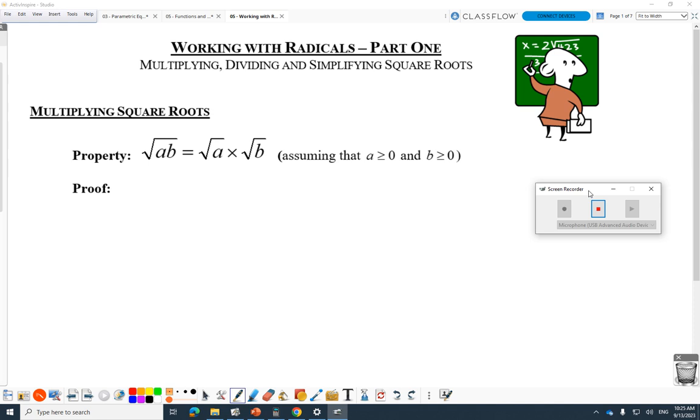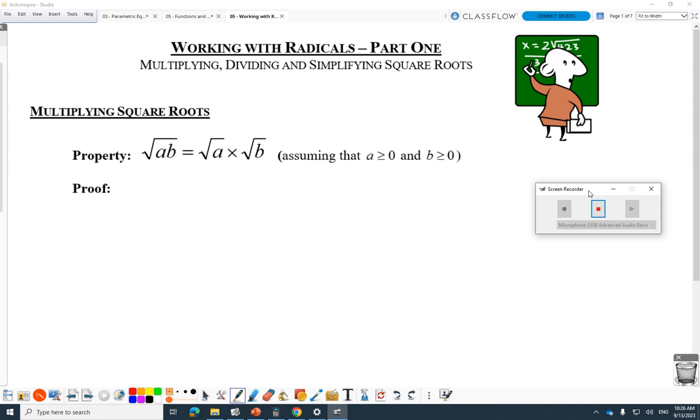Multiplying, dividing, and simplifying square roots. Two of those three are really easy. Multiplying square roots. Here's the property. If you have the square root of a times b, you can break it up into two separate square roots if it's multiplying inside, or dividing. But anyway, square root of ab. Then it says prove it.